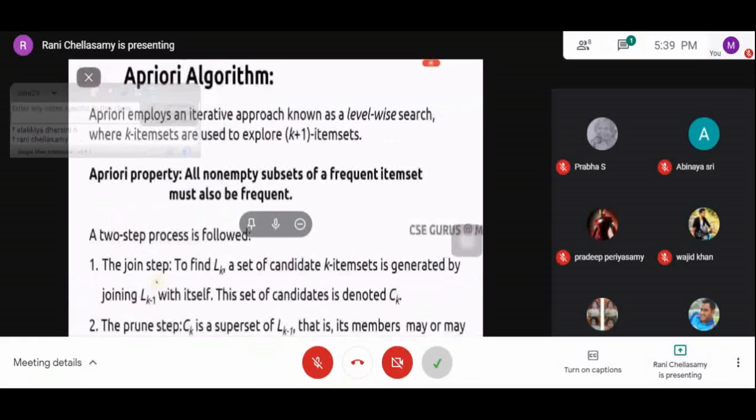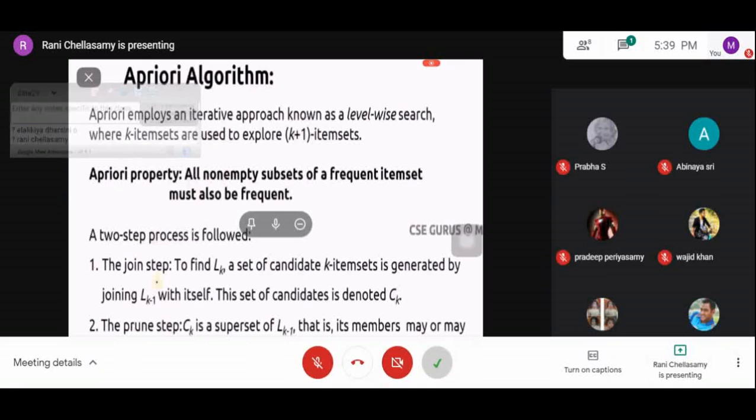The important thing to note here about the Apriori property is that all non-empty subsets of a frequent item set must also be frequent. That's the main property, and we need to follow it. The Apriori algorithm is a two-step process: one is called the join step, the other is the prune step. Prune step means removing the unwanted things. Any item set which does not satisfy the Apriori property will be removed. That is called the prune step.